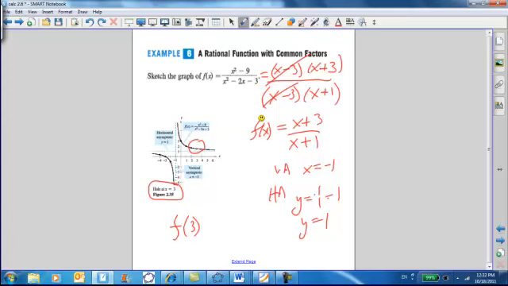In this case, instead of using the original function, we'll use the happy face function there. And that's 3 plus 3 over 3 plus 1, which is 6 over 4, or 3 halves. So there's your hole at 3, 1.5. And it looks about where it is on the graph there.